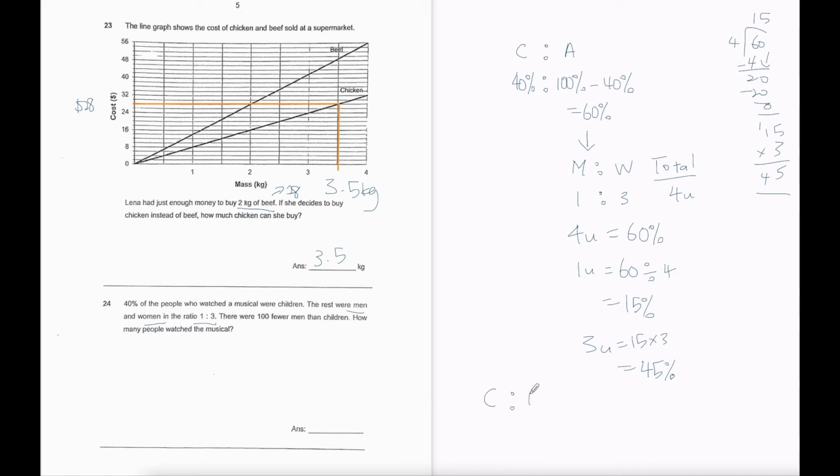So let me just write out the full ratio, okay? Children is to man is to woman. I no longer want to just put children is to adults, okay? So it's clearer. So children is 40%. Man is 1 unit, right? So it's 15%. And woman is 45%. Okay, so there were 100 fewer men than children. So men is here, children is here. What's the difference? I'm going to continue here. 40% minus 15% is 25%.